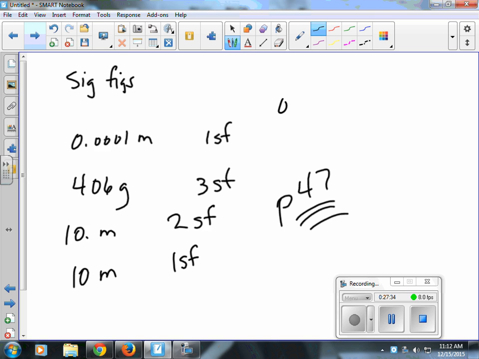Okay, what about this one? 4. Which ones are not significant? Ones to the left of what? The first number greater than 0. Those are never significant because they're just placeholders. They're just there to show size. Why is this one significant? Zero sandwich. And this is significant because it's at the end of the number and a decimal is present. Okay.